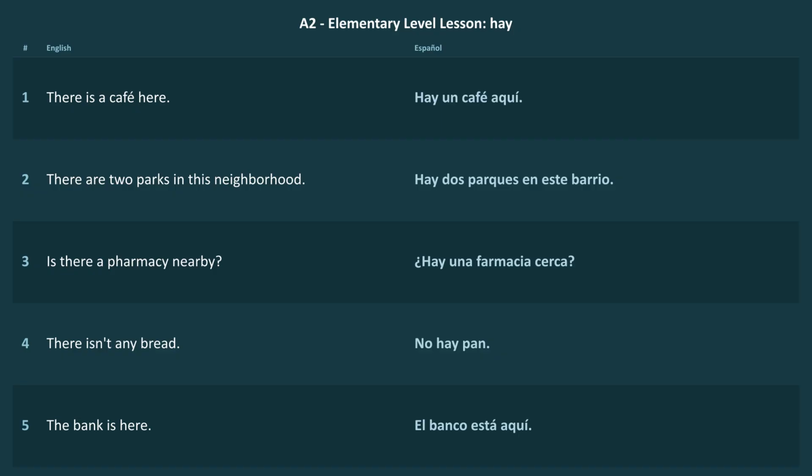How do you say is there water in Spanish? ¿Hay agua? How do you say the water is on the table in Spanish? El agua está en la mesa. Beautiful. That contrast is the heart of today's lesson.